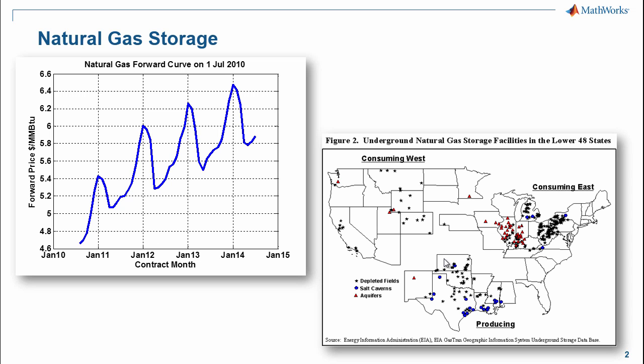This other graphic here, courtesy of the EIA, shows the locations of some of the gas storage facilities in different parts of the United States. Also highlighted are different types of gas storage facilities. The reason this is a complex problem is because there are a lot of different operational constraints in how one can inject and extract gas from these storage facilities. And that's coupled with the dynamics of the market, making it a challenging problem to value contracts around gas storage.